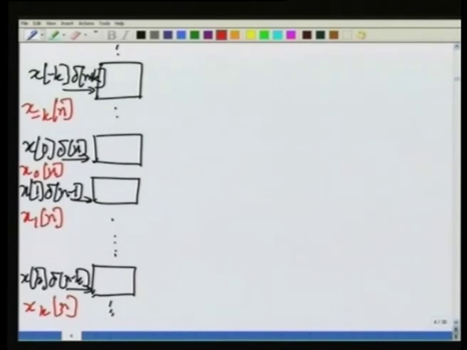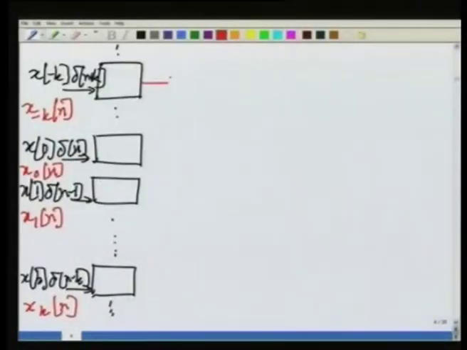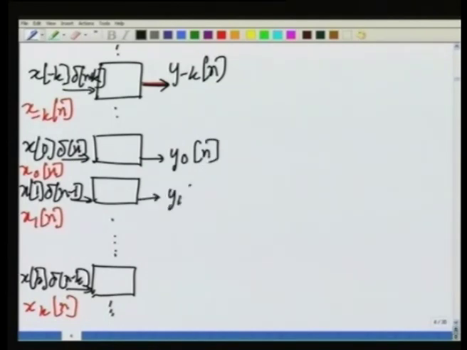So, I have applied each part separately to a copy of this system. Since they are all copies of this system, they will produce the same output that the original system would have produced. So, let me call the response to the application of x minus k of n y minus k of n. This correspondingly will be y 0 of n, y 1 of n, y k of n. I have each respective output.